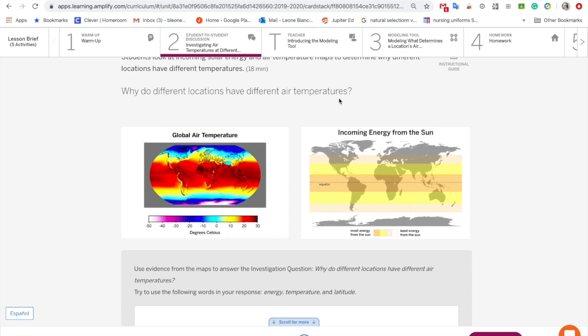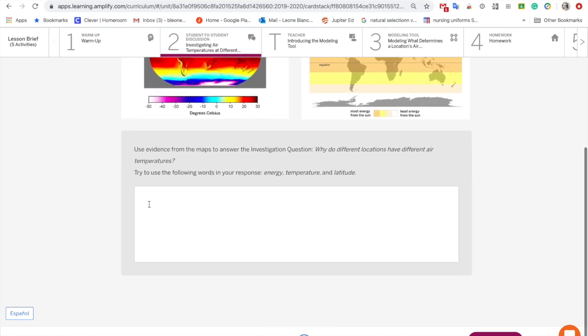This is our investigative question. Why do they have? So I want you to use the evidence from these two maps to come up with an answer. I want you to try to use the words energy, temperature, and latitude in your response. I am grading this as an assignment, so make sure that you get this one done.